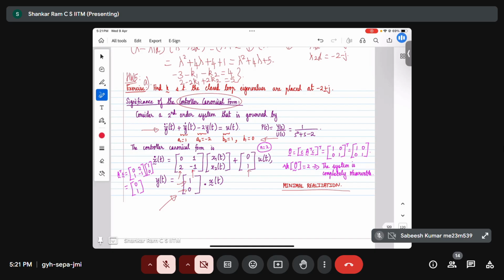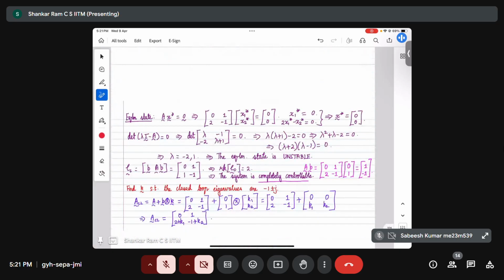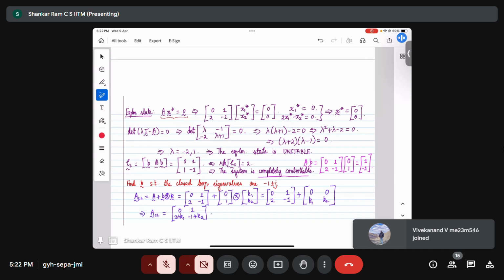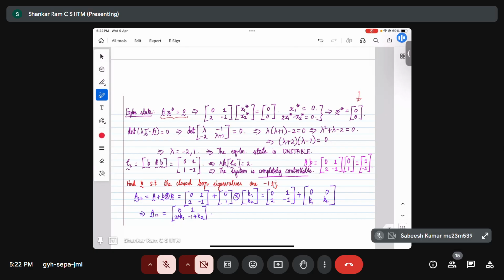So we will come to this minimal realization next class. We will learn about what is called observability in the next class. But right now we use the controller canonical form, and we go through the same process, right? So we find the equilibrium state, AX star. When we do it, we get a unique equilibrium state at the origin. Okay, by now you and I are familiar with how to do this.